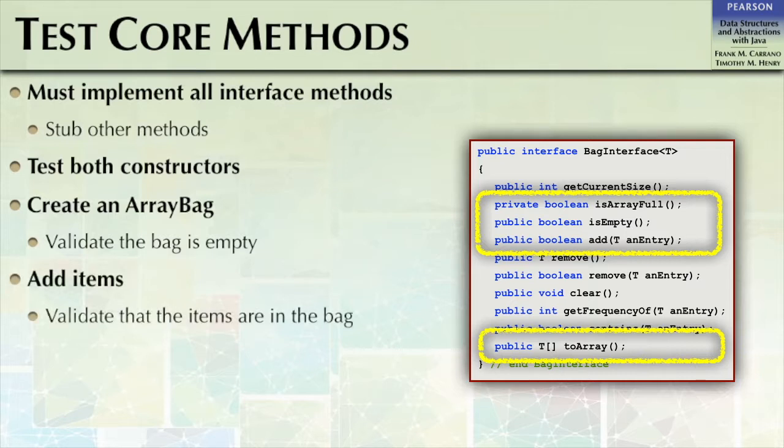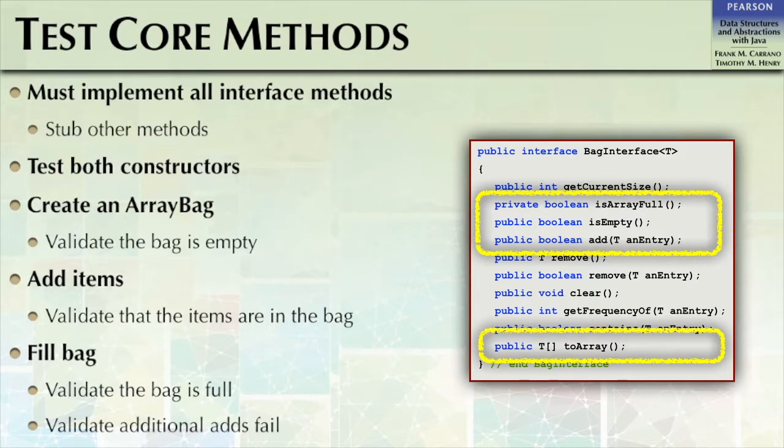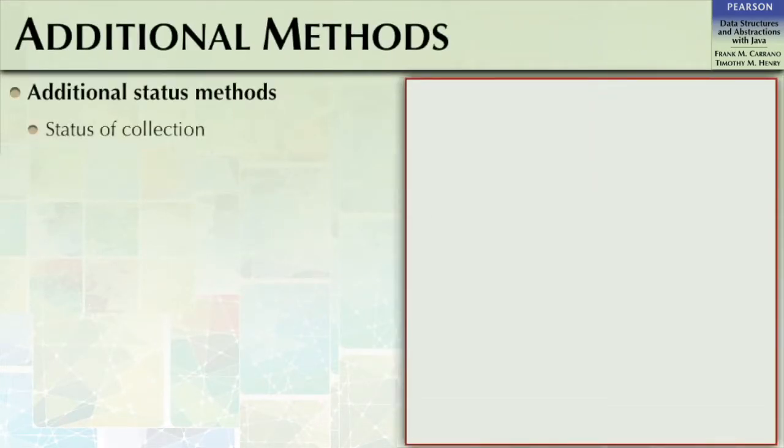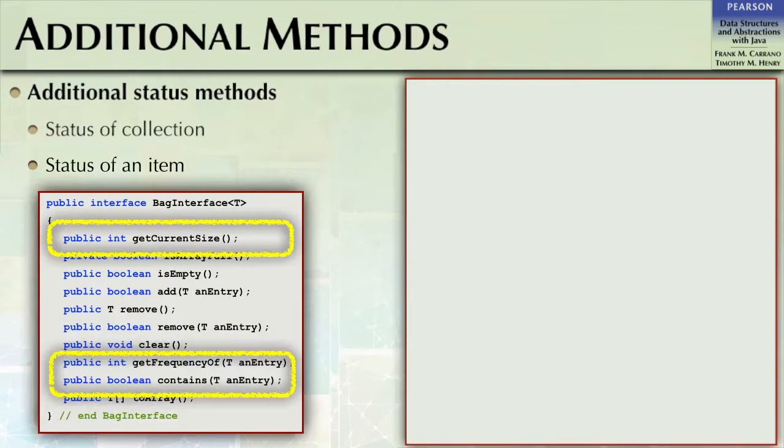We then add items to each bag and use the toArray method to validate that the items we added actually appear in the bag. Finally, we could fill each bag to capacity and validate that it is full and not empty when the number of items added to the bag matches the capacity of the bag. We should also try to continue adding items to a full bag to validate that those adds fail. It's as important to test for failures as for successful activities. After successfully testing and debugging our core methods, we're ready to continue and implement additional methods in the array bag.